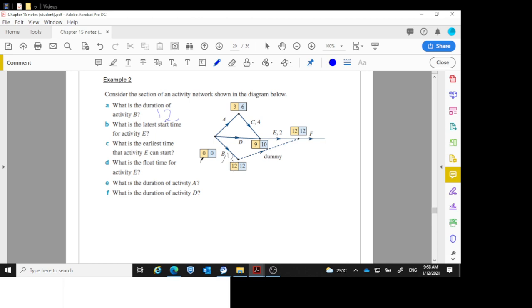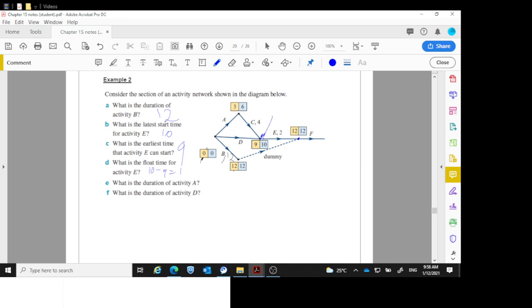What is the latest start time of activity E? Well, there is activity E. From there, there's the start of it to the end. So latest start time is the 10, the one in the blue. Earliest start time of activity E is the 9. Float time of activity E, 10 minus 9, 1. It doesn't say day or anything.